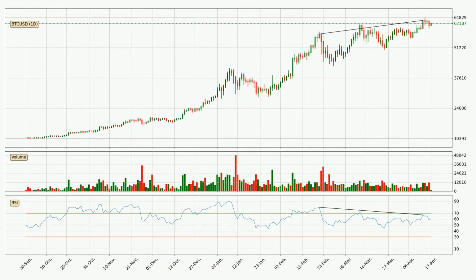Looking for divergence in the daily time frame, there is a bearish divergence, which means the price could go down from now or at least consolidate for some time.